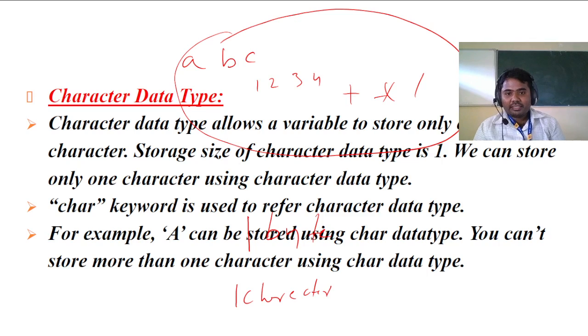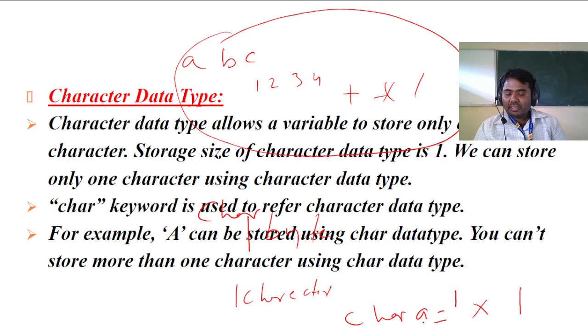The size is 1 byte. The keyword to create the character data type is char. And the type of value which we can store is only one single character. While storing, the character must be stored within single quotes. For example, if I take a character variable A, and I want to assign a value to this A, the value must be present within single quotes. I can store the value X.